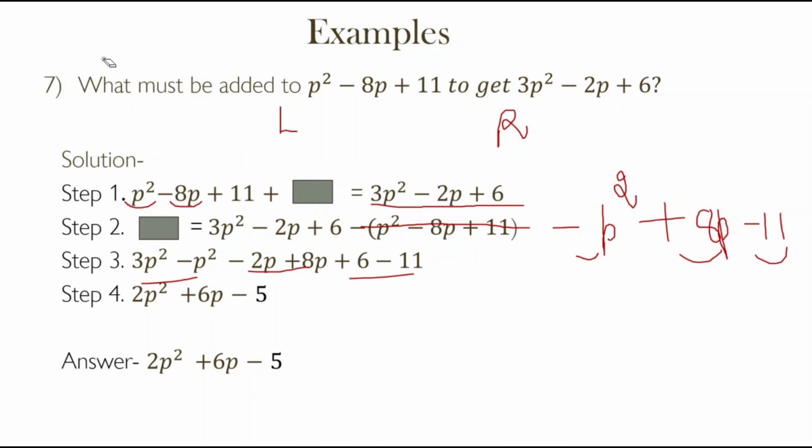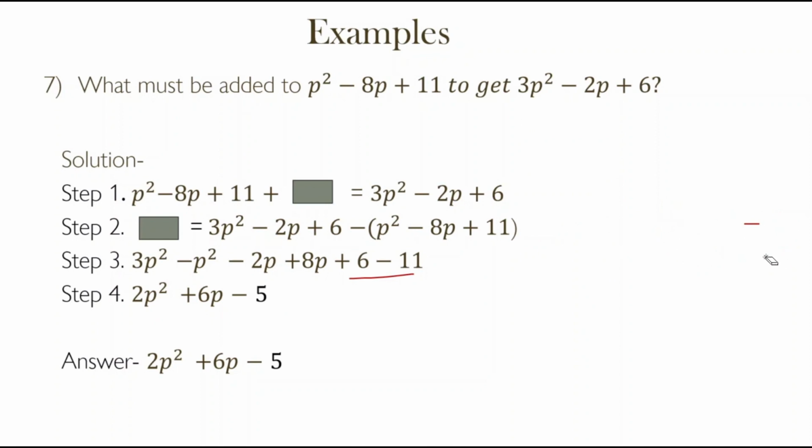So let's solve it. 3p square minus p square is 2p square. Minus 2p plus 8p. Again, if one of the terms is negative, we subtract. So 8 minus 2 is 6 and sign is of the bigger number. 8 is bigger between 2 and 8. So that's why we got plus 6p. And then there was 6 minus 11. Again, one of them is negative, so we'll subtract. 11 minus 6 is 5 and sign is of the bigger number. 11 is bigger than 6. That's why the sign is negative. So the final answer is 2p square plus 6p minus 5. I hope it's clear to you.